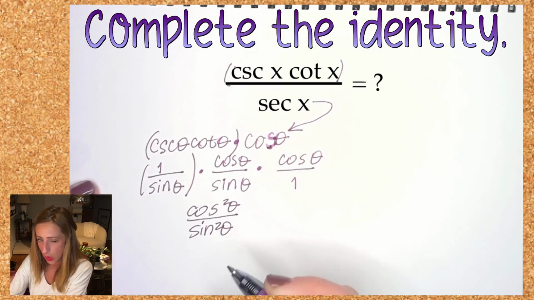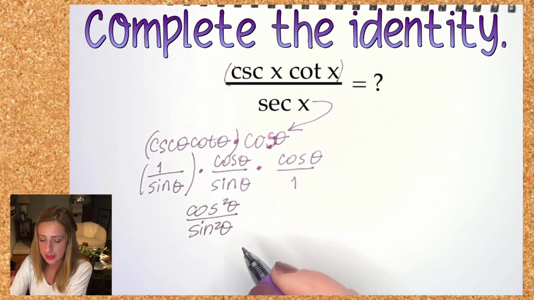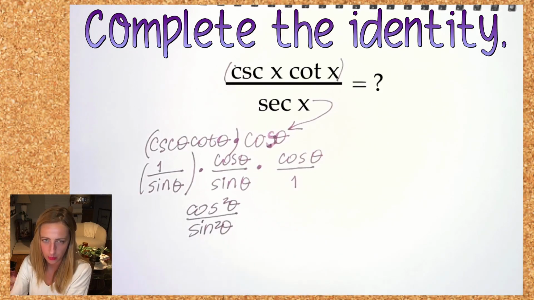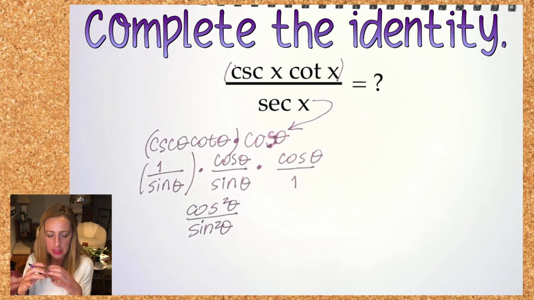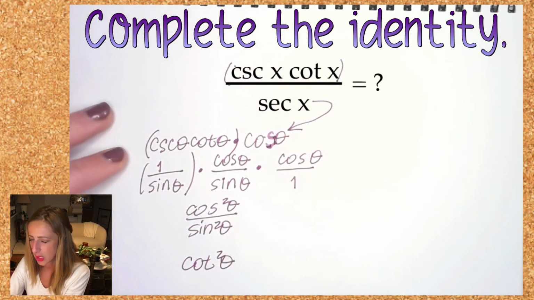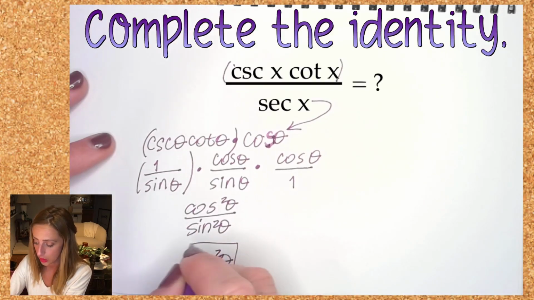Our end goal, whenever possible, is to write these as a single trigonometric expression with a single function in it. So I have two right now. And additionally, if I have to have two left, I don't really want any in the denominator. Take a good look at it, zoom out, step back. Cosine over sine is cotangent. So this is really cotangent squared theta, and we're done.